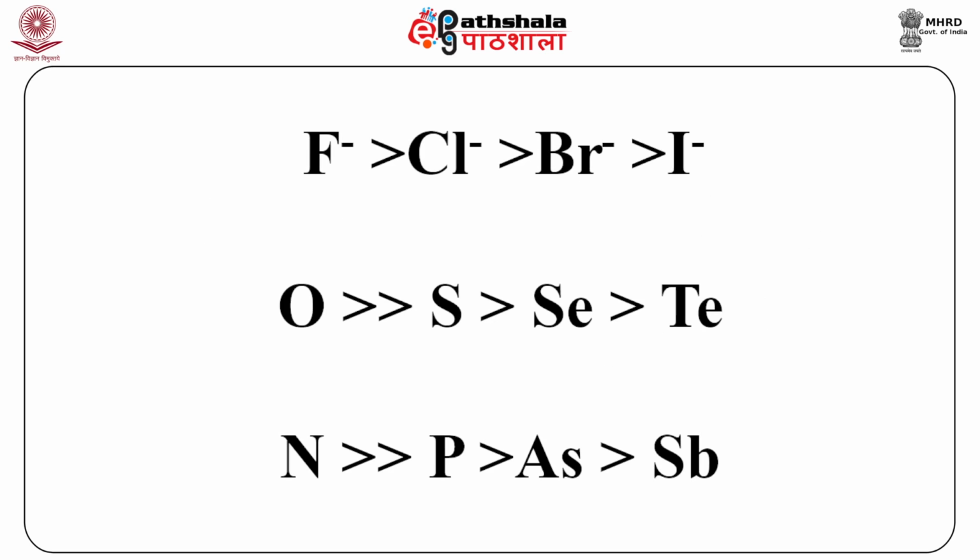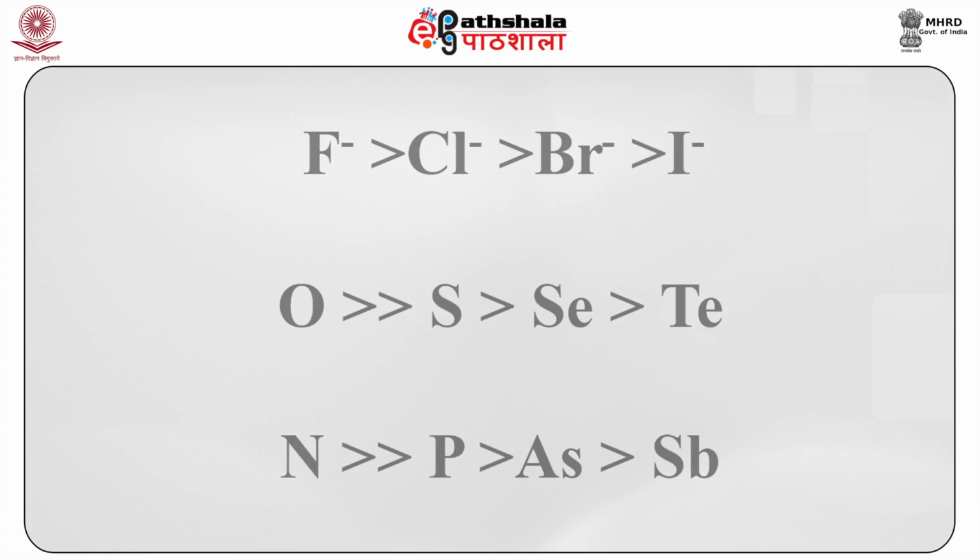The order of stability of complexes of these metals with ligands having the following donor atoms is as follows. Fluoride is greater than chloride, greater than bromide, greater than iodide. Oxygen is much greater than sulfur, which is greater than selenium, which is greater than tellurium. Nitrogen is again much greater than phosphorus, which is greater than arsenic, which is greater than antimony.